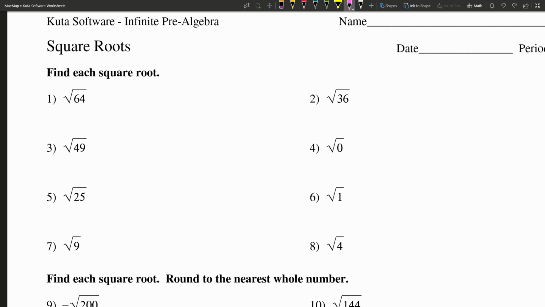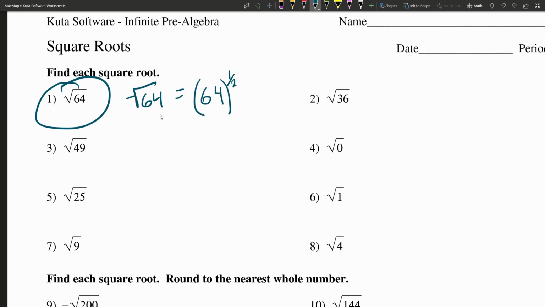Before we really dive in, let's just quickly go over exactly what a square root is. So we've touched on exponents, and a square root is just another exponent, except it's a fractional exponent. So for example, looking just at number 1, the square root of 64 is the same thing as writing 64 to an exponent of 1/2. So 64 raised to the 1/2 is the square root of 64.